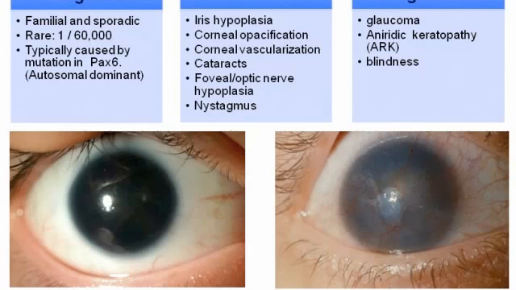That means it affects different parts of the eye, including the iris, the cornea, and the blood vessels that you see here on the right-hand side, and cataract, which is evident in this particular eye on the right. There are also things that you can't see, such as foveal or optic nerve hypoplasia and an involuntary eye movement called nystagmus. It is a progressive disorder. It often includes glaucoma and aniridic keratopathy, which is an emerging recognized disorder, and it can ultimately lead to blindness.